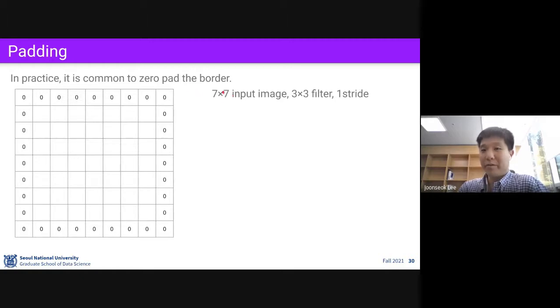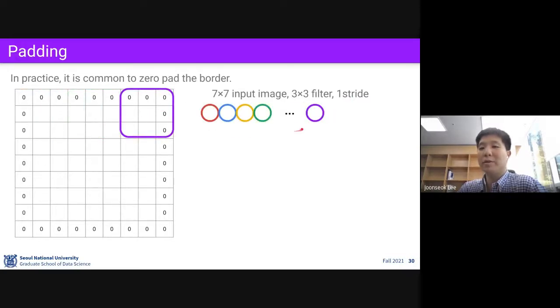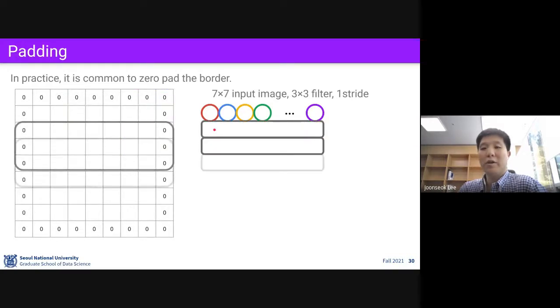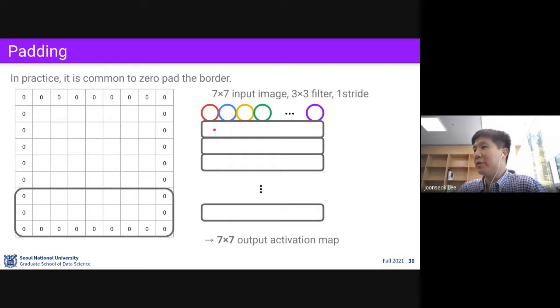So let's do that. 7 by 7 input image, 3 by 3 filter, and stride 1. Then, as we did before, we have 7 outputs here. Again, again, and again. The output size is 7 by 7. The input was 7 by 7, and the output is still 7 by 7, right? That's what we wanted. Even if we stack this multiple times, the input and output shape will be exactly the same. So we don't need to worry about shrinking the size. In this way, we can add 0 padding to avoid the activation map shrinking problem.